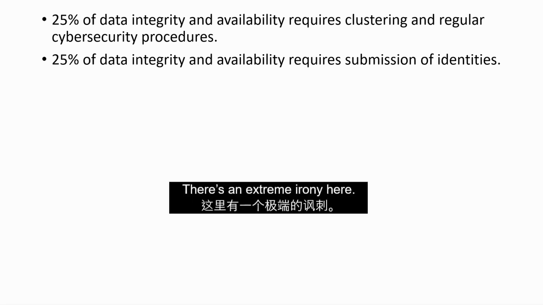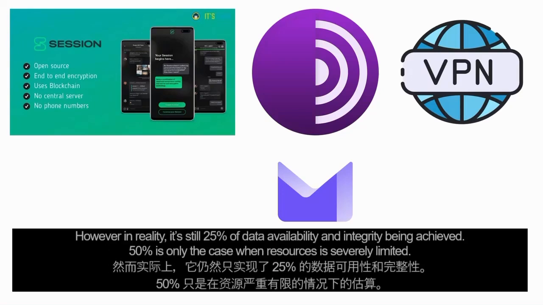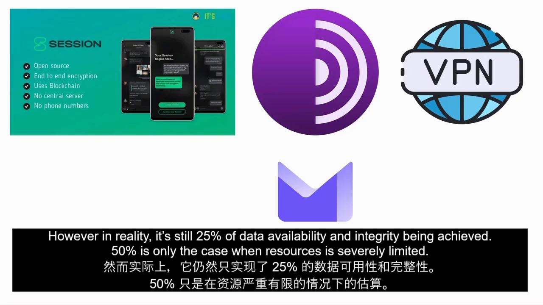There is an extreme irony here. If private identities were requested and stored, in an instant, 50% of both data availability and integrity respectively could be achieved. However, in reality, it is still 25% of data availability and integrity being achieved. 50% is only the case when resources are severely limited.